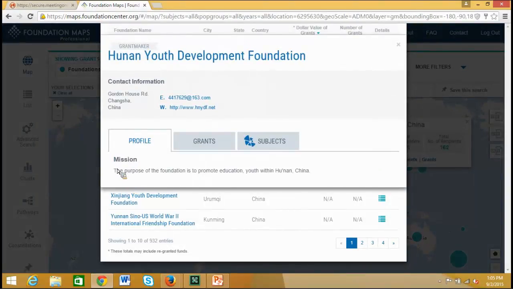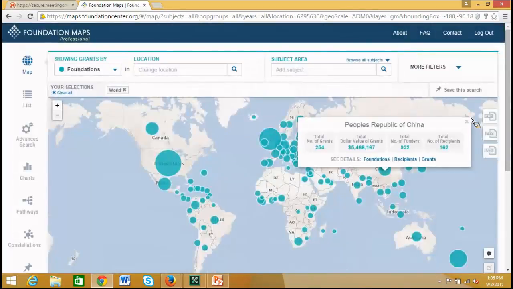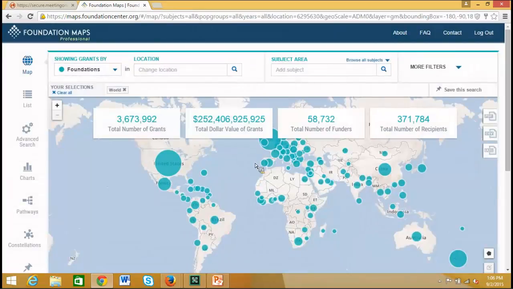A lot of these we got from our partnership with the China Foundation Center, with whom we do data exchanges. The purpose of the foundation is to promote education and youth within China. This is something we don't have a lot of grant transactions for, but it fills out a lot of these bubbles around the world. Let's go look at Brazil.